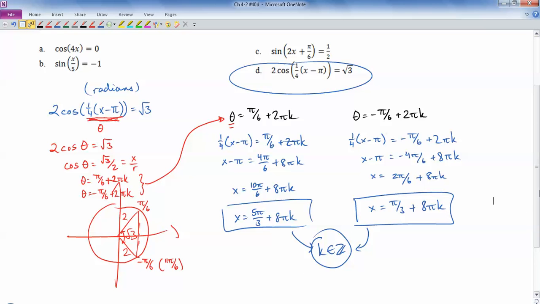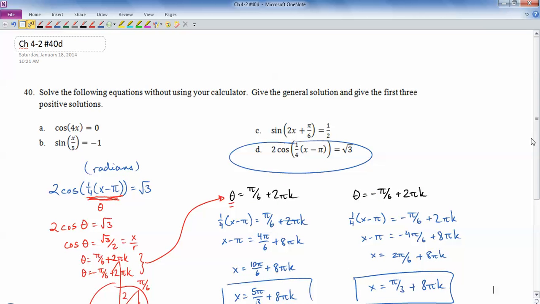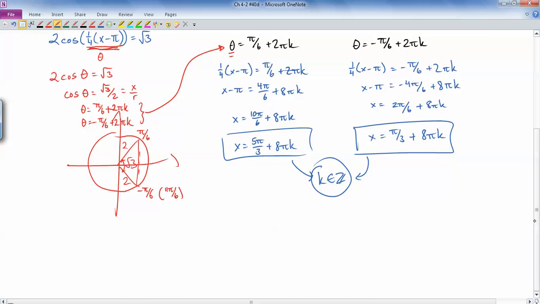Oh, no, wait. Actually, there is another part to the problem. The other part to the problem is the first 3 positive solutions. So if we plug in k equals 0, in this case, that'll give us our first set of positive solutions. The smaller one is over here. So when I plug in k equals 0, we get pi over 3. And then k equals 0 here gives us 5 pi over 3.